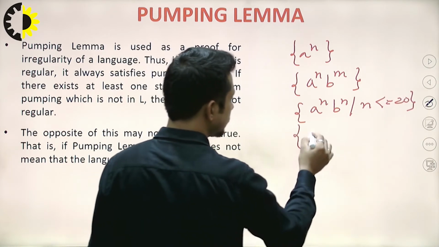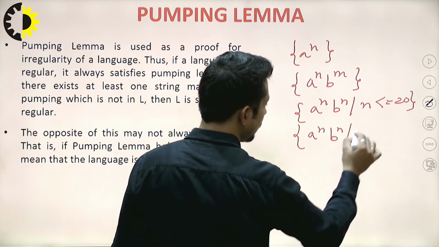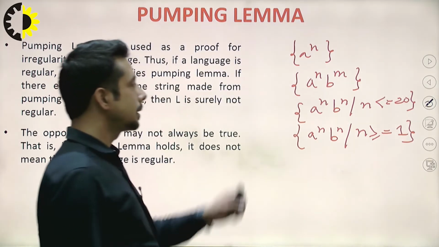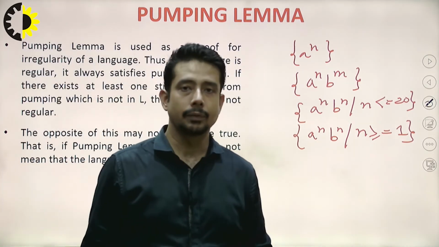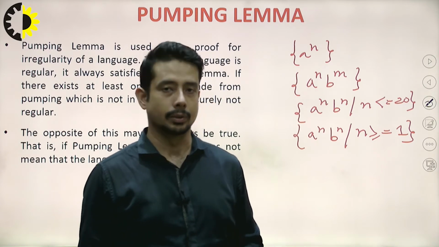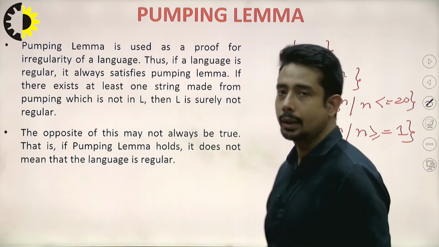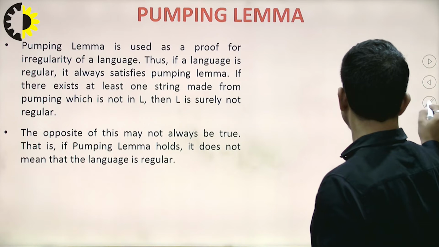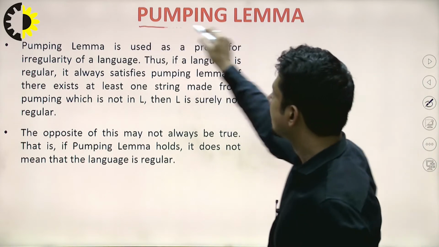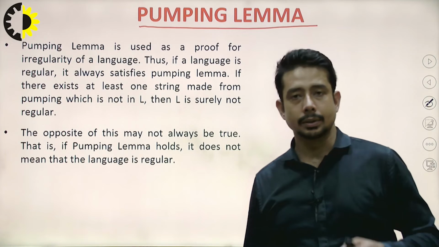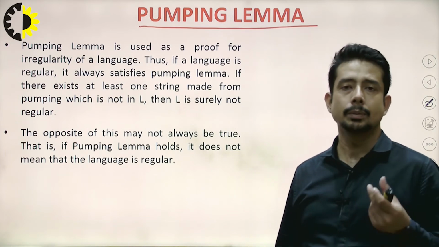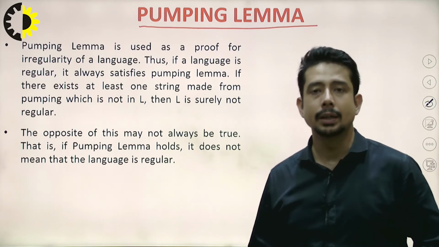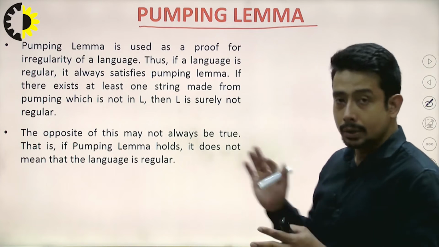Then we have discussed a to the power n, b to the power n, but the condition of n is infinite. So these are some of the basic rules to identify whether a language is regular or not. Let's discuss one more algorithm in this syllabus, and that topic is known as pumping lemma. Actually, this is an algorithm which is a proof for irregularity of a language. It's a negative algorithm. Let's check what it is all about.